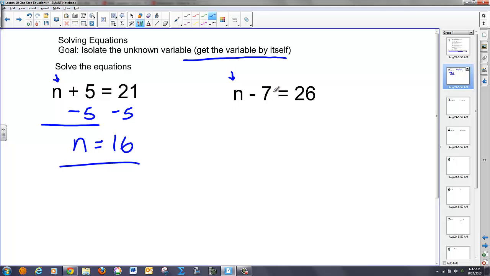In this equation, we have a subtraction of 7. To undo a subtraction of 7, or to get the 7 away from the left side of the equation and get n by itself, I have to undo a subtraction of 7 by adding 7 to both sides. 7 minus 7 goes to 0, so I have n on this side, and I have 26 and 7, or 33 on this side. So once again, I've solved the equation.